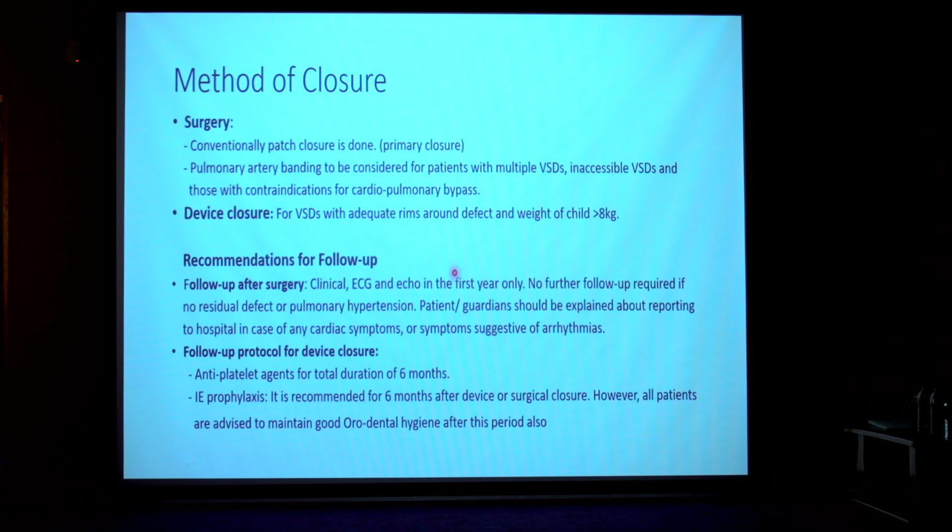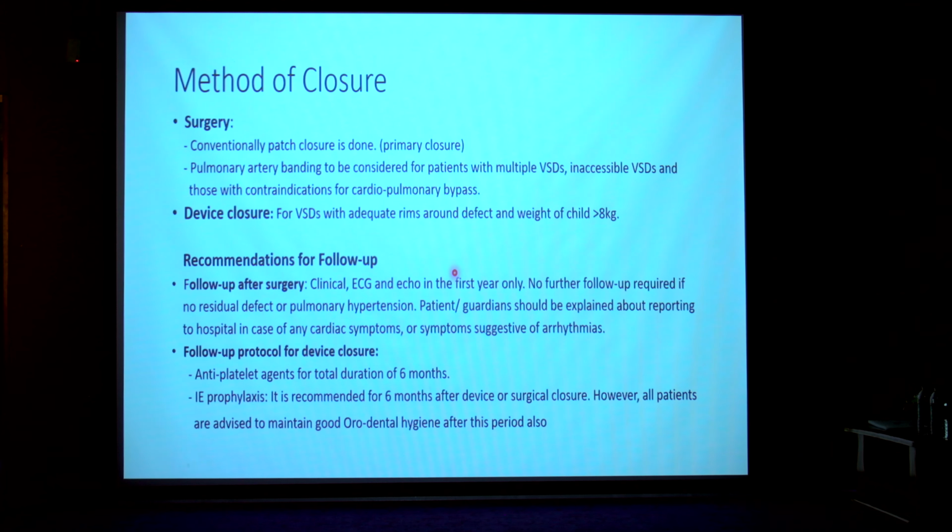So follow-up is recommended: clinical, ECG, echo in the first year. If there are no other issues, no residual defects, no pulmonary hypertension, then actually speaking, after 1 to 2 years, we don't need any follow-ups. Unless they develop any new symptoms or palpitations, things like that, or any residual defects are there, you need to of course educate them. We need to advise them early. You need regular follow-ups only then. Otherwise, you don't need to advise any follow-ups after 1 to 2 years of procedure.